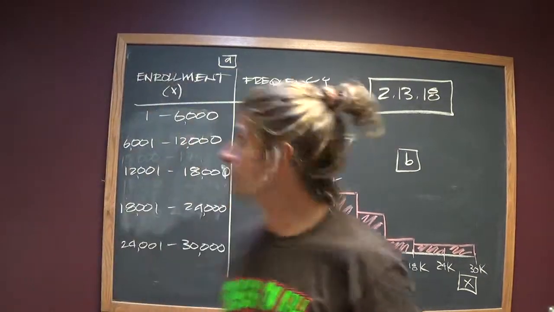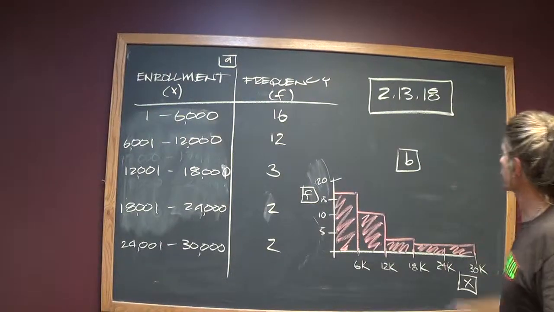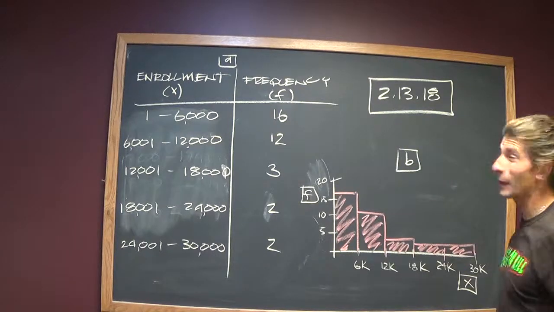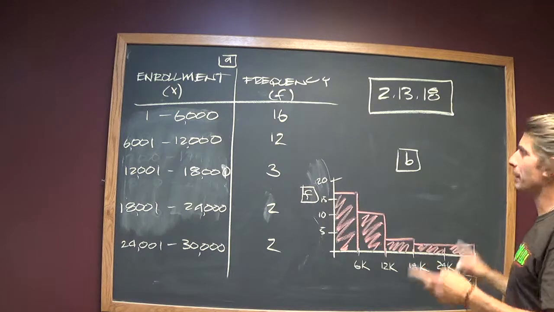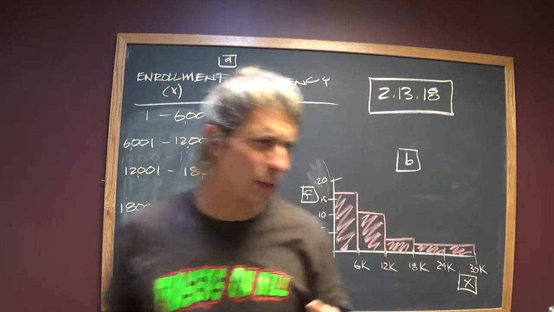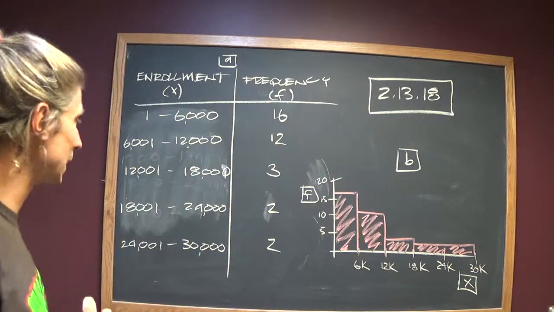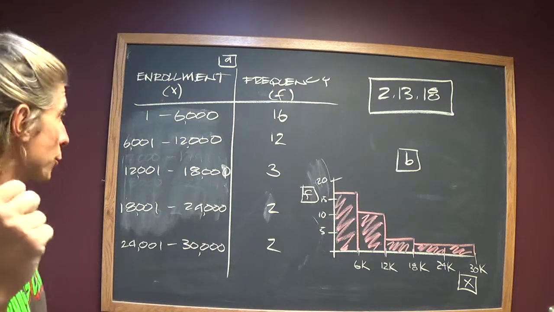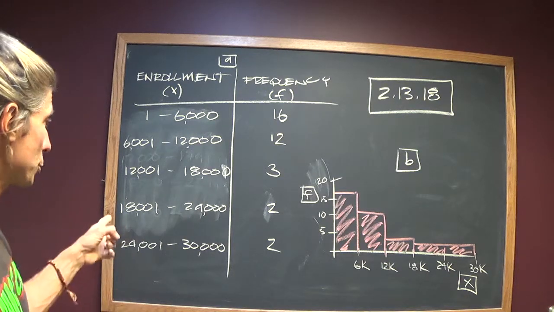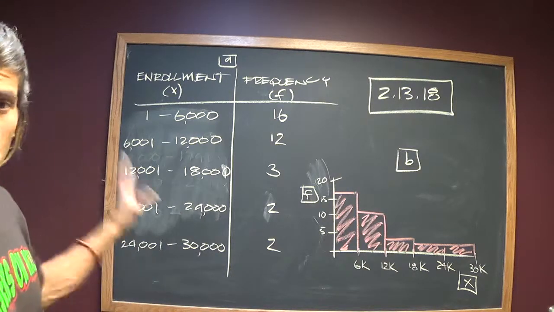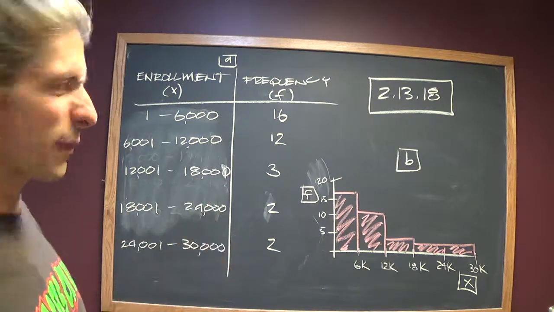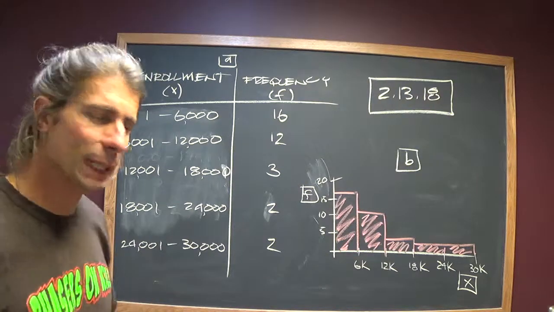Everybody, here's a potential solution to question 2.13.18 from the Collaborative Statistics textbook. Parts A and B, they gave you a bunch of raw data of enrollments at 35 community colleges. They asked you to create a distribution and then give you a histogram of the distribution. I wanted to focus more on the distribution this time. The histogram we've hit pretty good in the homework and also in class.